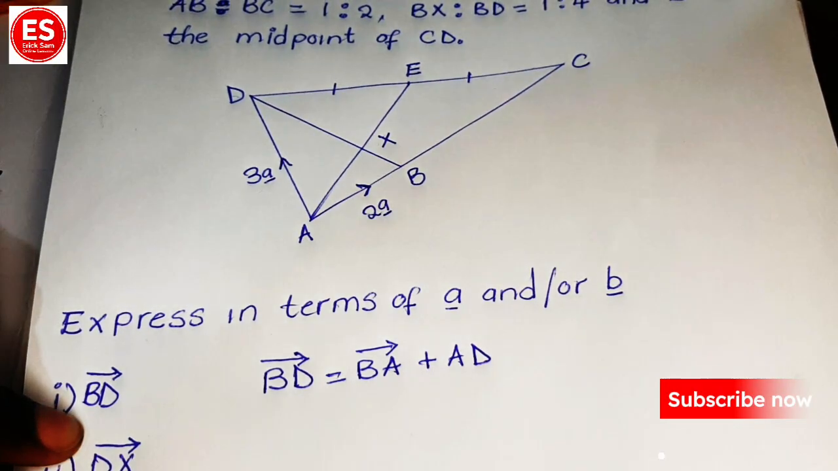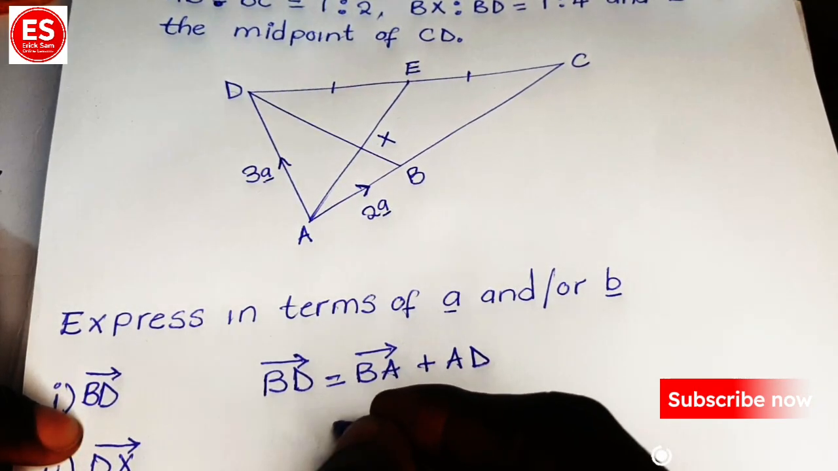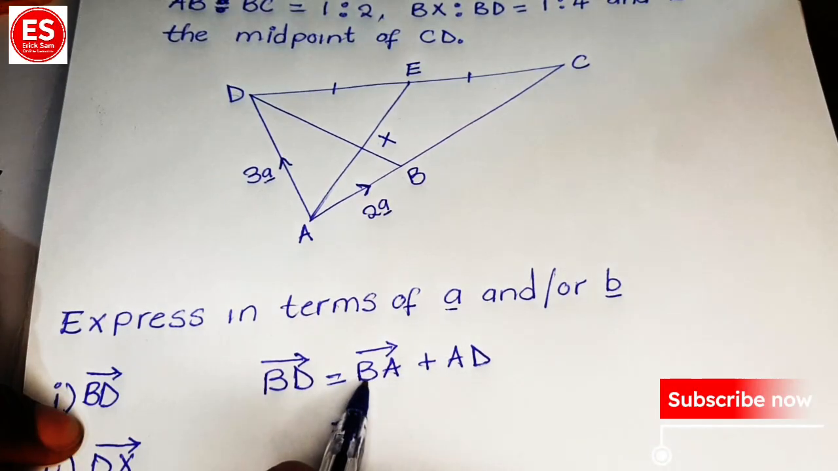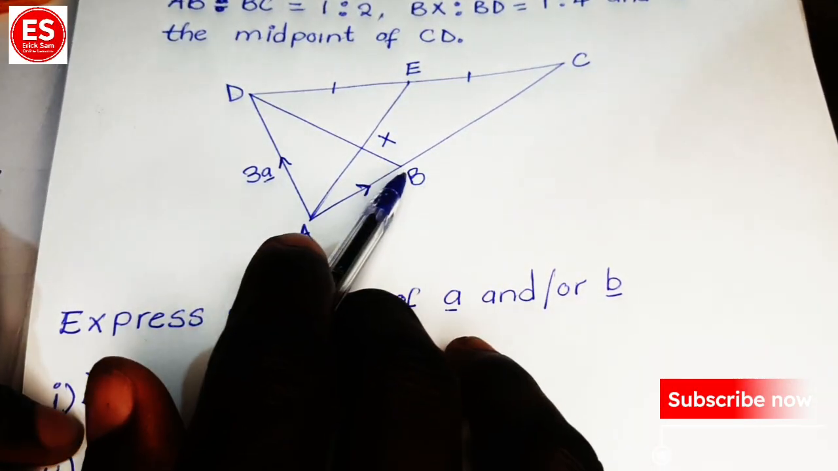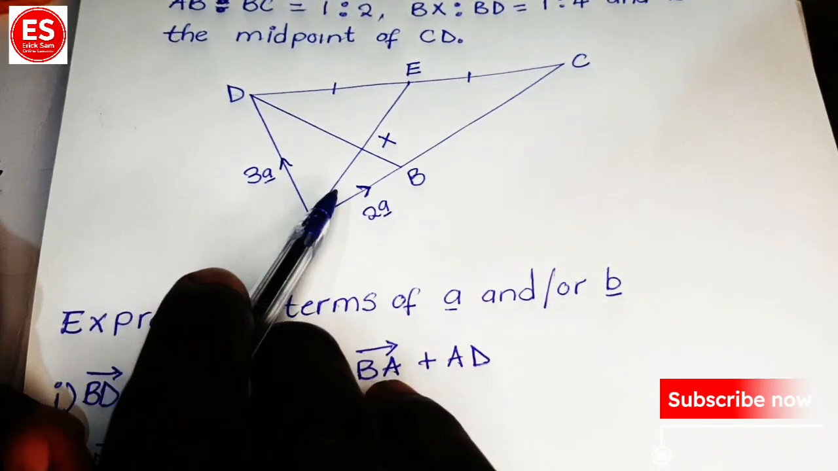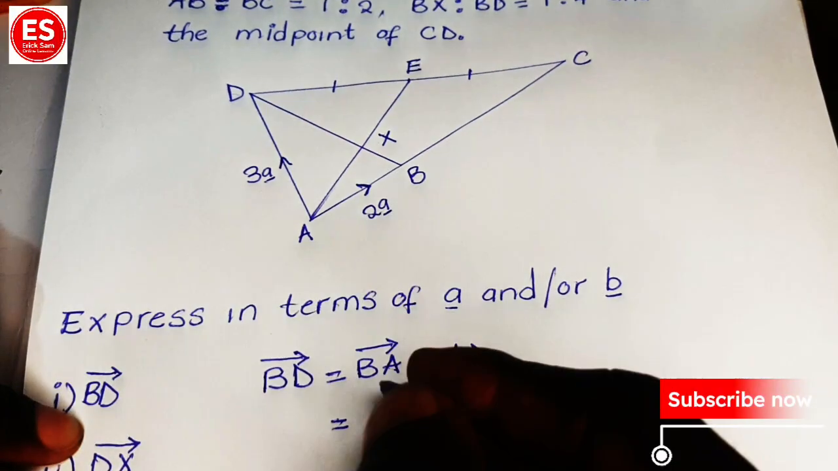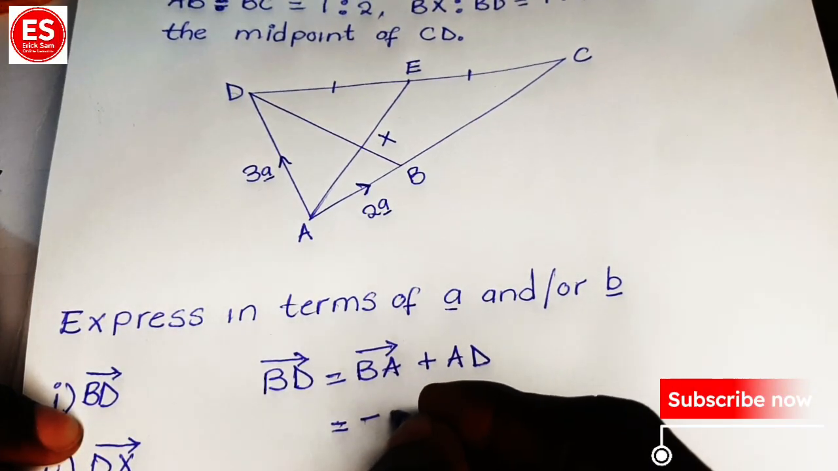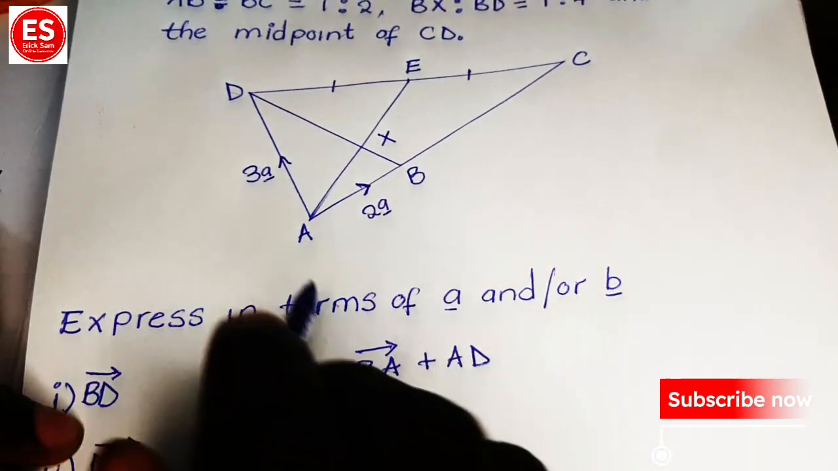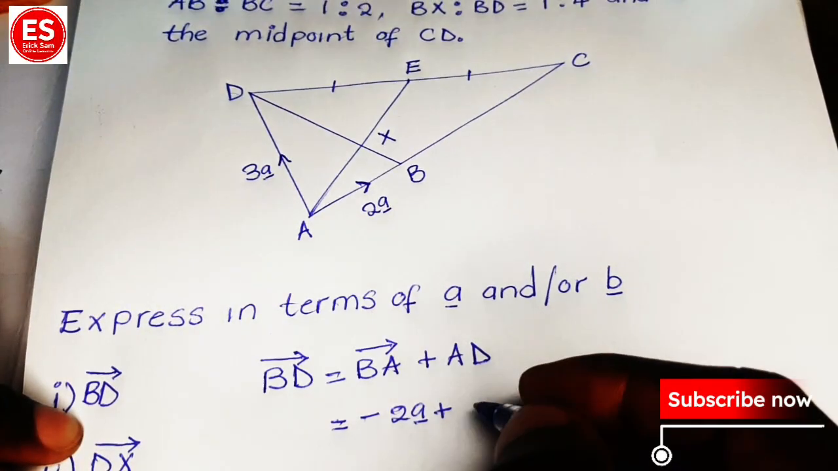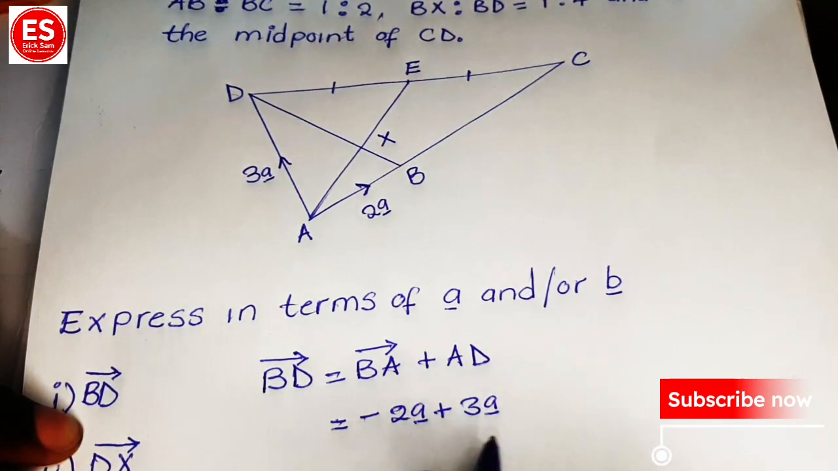Hopefully you're following. Then from there, what are the values of B to A? Remember the direction is going the other side, but you are moving from B to A. So it means you are going to the negative side, to the opposite side. So it is negative 2B, plus positive 3A there. That one you cannot simplify any further.